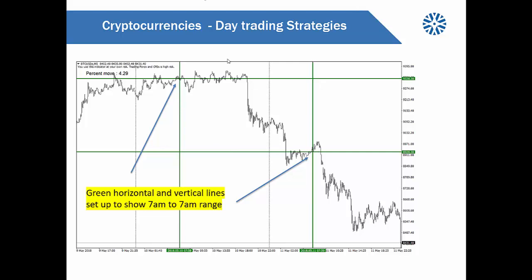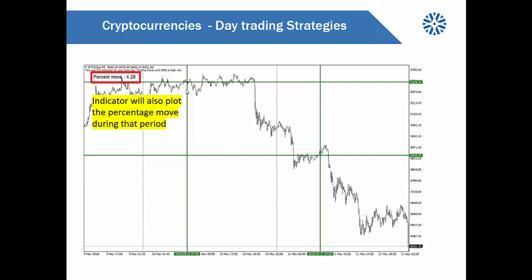I can start to get interested to see how price maneuvered around the range before the 7 o'clock range before it fell, and also we can start to look at how it'll move as we move on during the upcoming session. What the indicator also does, if you look at the top left, is plot the percentage move during that period. That can be very useful if we're looking for particularly strong moves. That gives us an opportunity to get on board, stay with the trade and look for that momentum to continue.